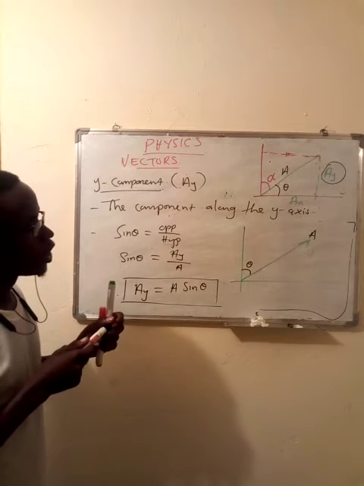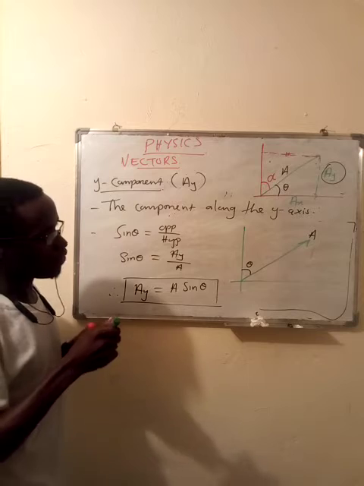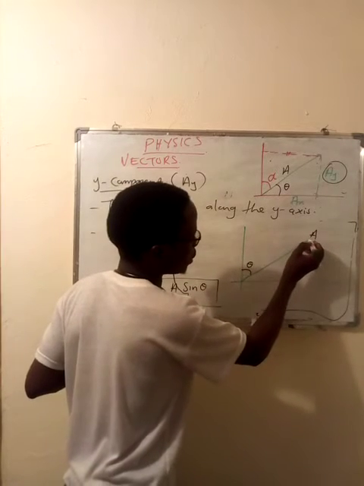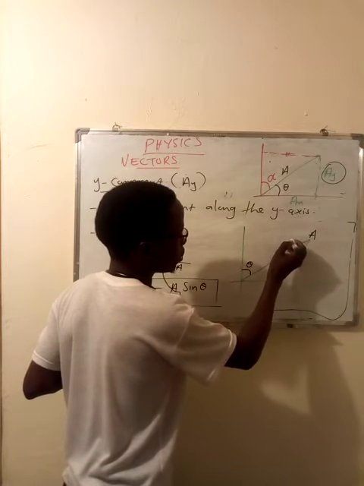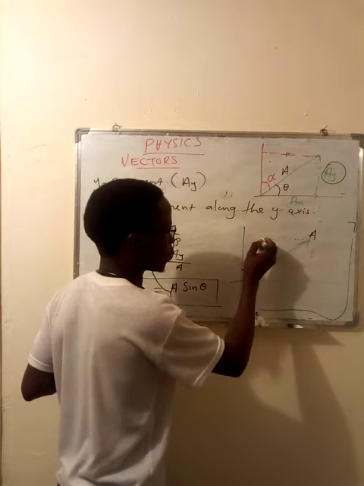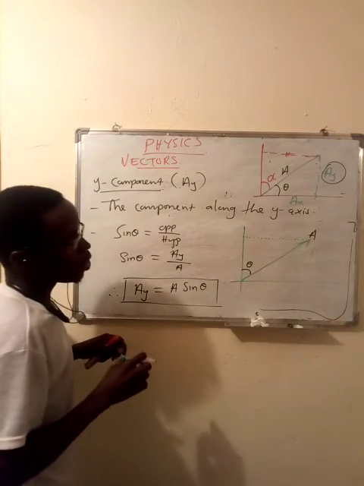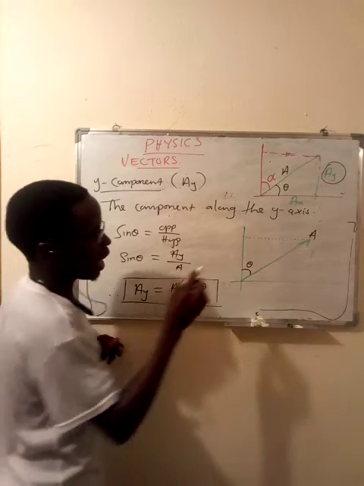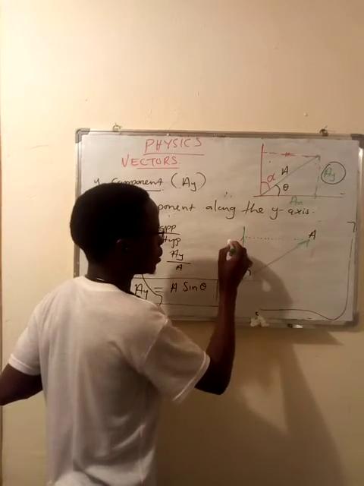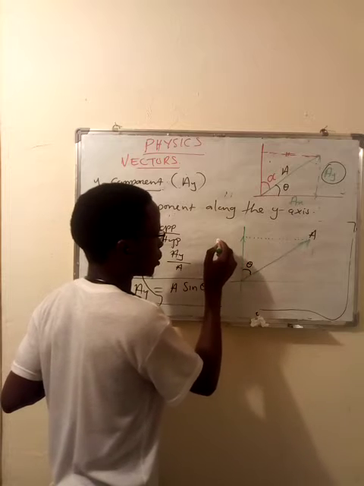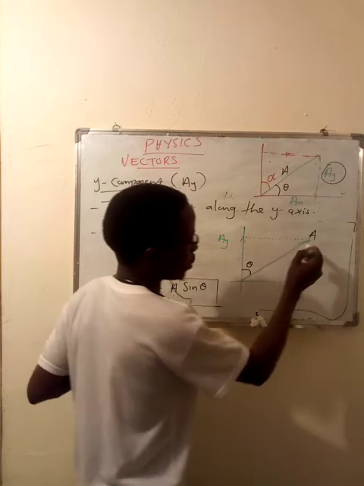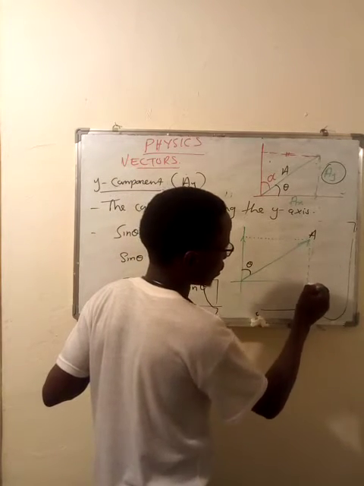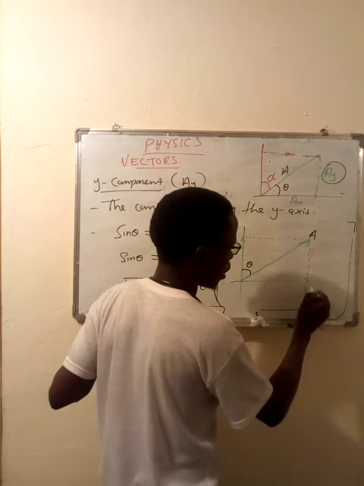So in this case, what we're going to have is, if we extend from that point, we're going to see that, remember, the component that is along the y-axis, that is the y component. This is AY, and then the one which is along the x-axis, this is going to be our AX. Okay, so as you can see, this is forming some rectangle.